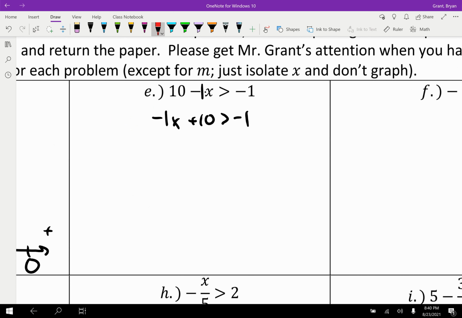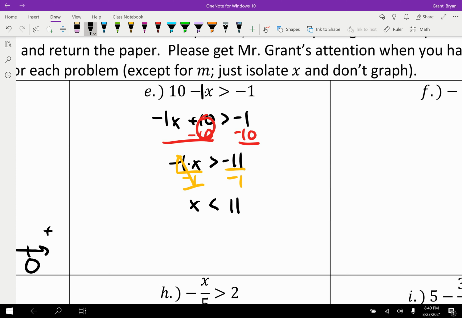Let's subtract 10 from each side. We always undo that addition and subtraction first. -1 times x is greater than -11. And then we, once again, undo the -1 that's multiplying times x. Because we are dividing by a negative, we do need to flip the sign. Negative divided by a negative is a positive, and anything divided by 1 is itself.